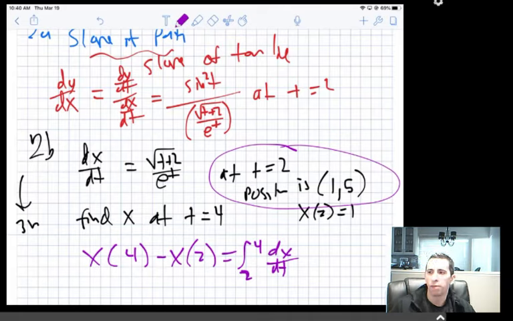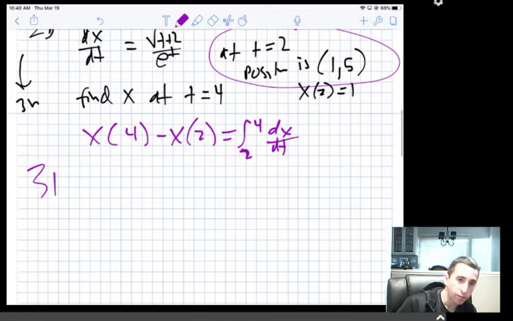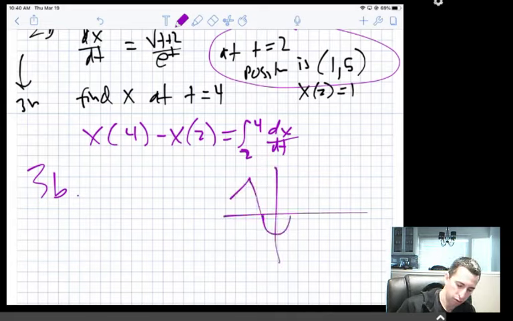Okay. Someone asked about 3B. We'll take a look at that. Obviously, I can come back later. So 3B, no problem. They give you this graph of f. So here's a graph of f where it looks like this.